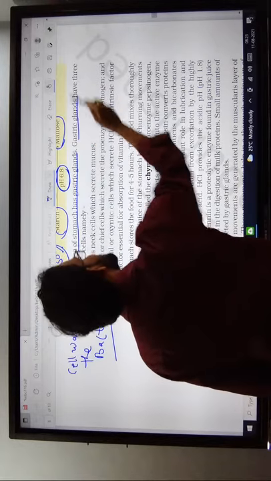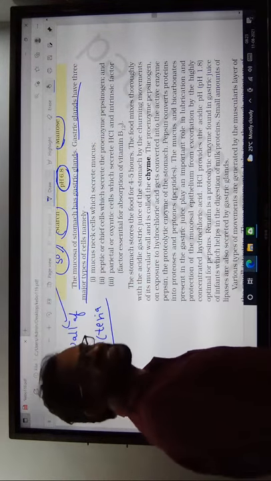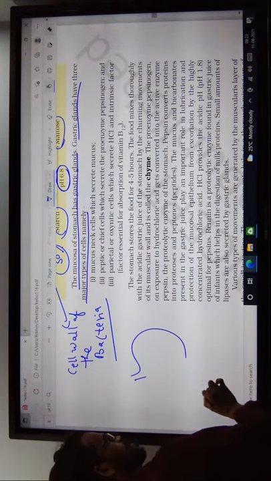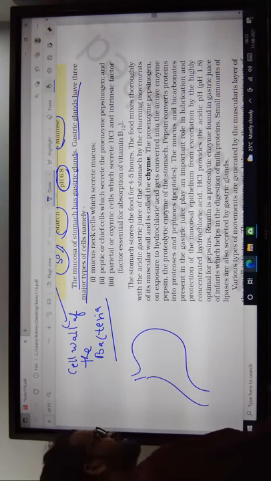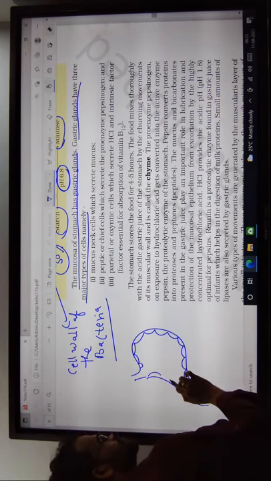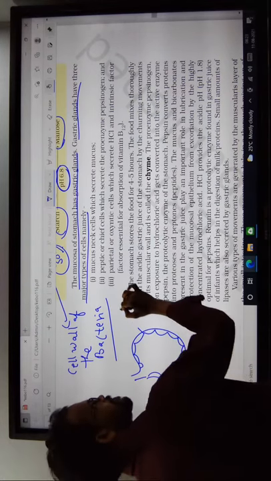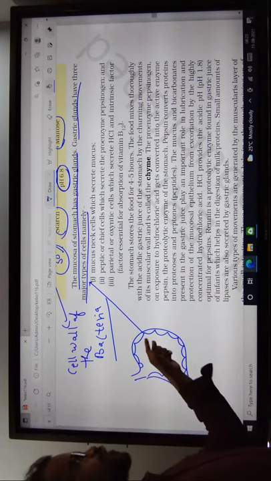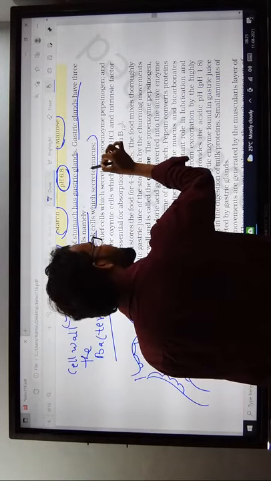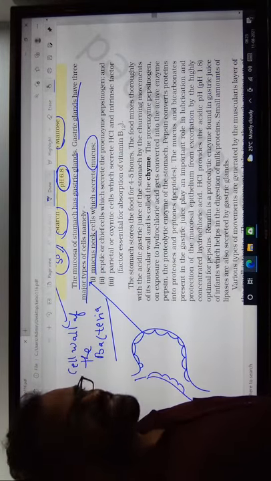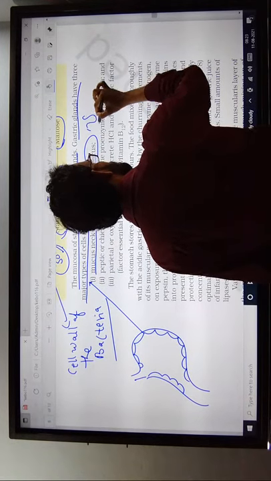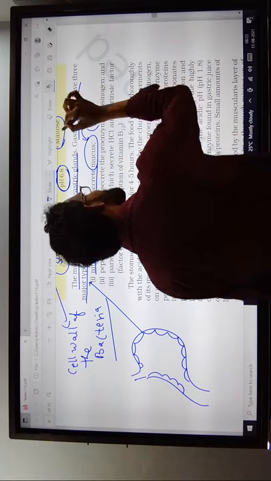The mucous membrane of the stomach contains gastric glands, with three types of cells. What is the first cell? Mucous neck cells, which secrete mucus.